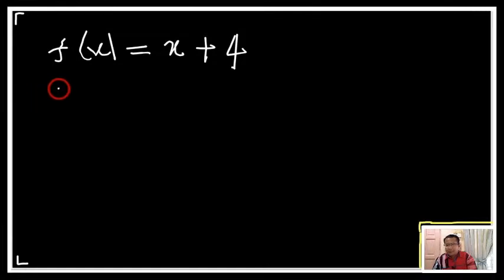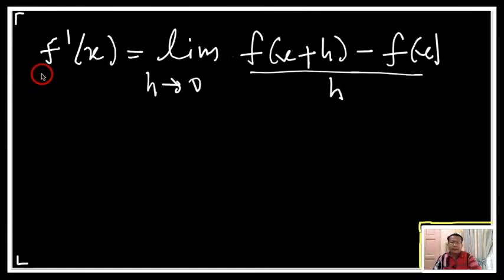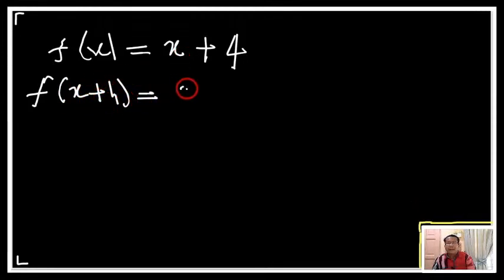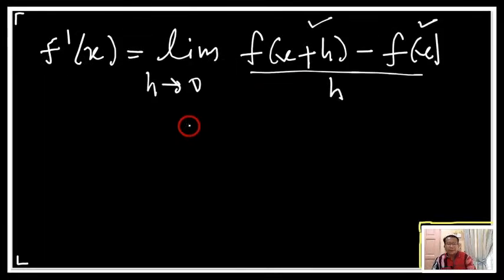So what you need to do, if you look at the formula, you have one f(x plus h), the second one is f(x). So first find f. We already have f(x), so f(x plus h) is equal to, we substitute everything into x, so you have x plus h plus 4. According to the formula, next you minus and then you divide by h.